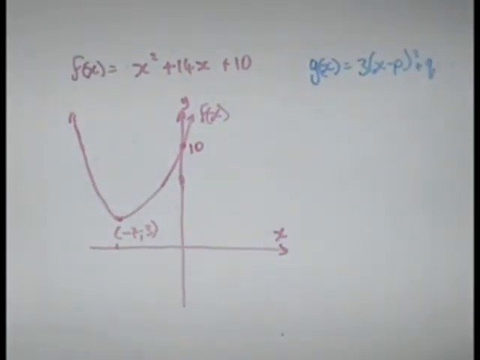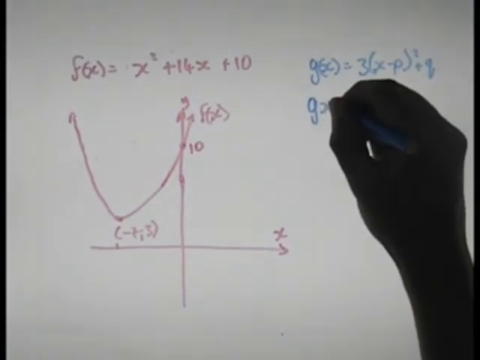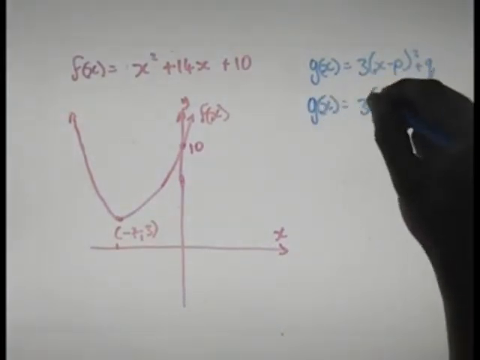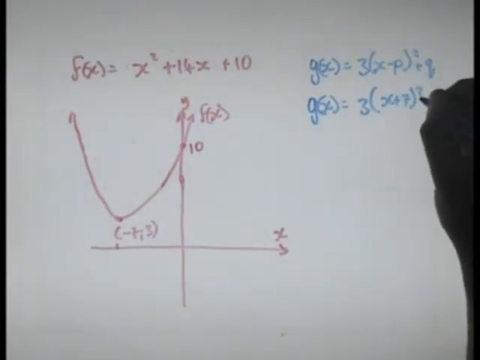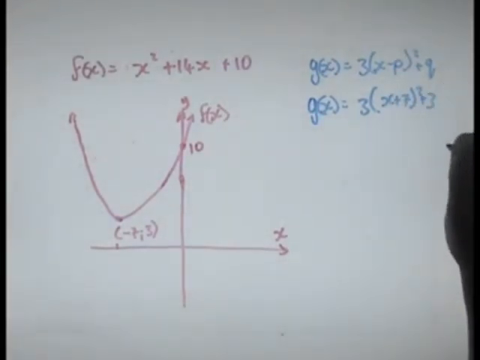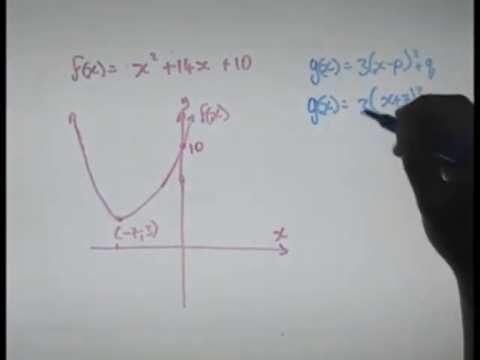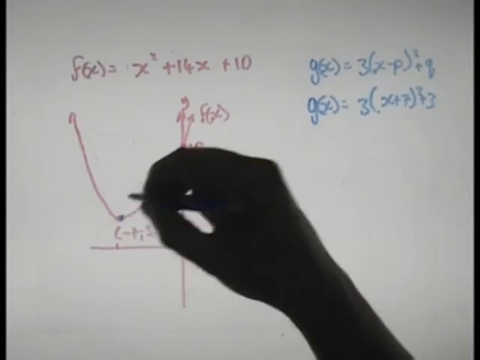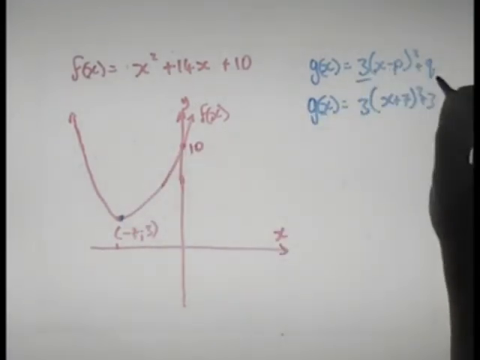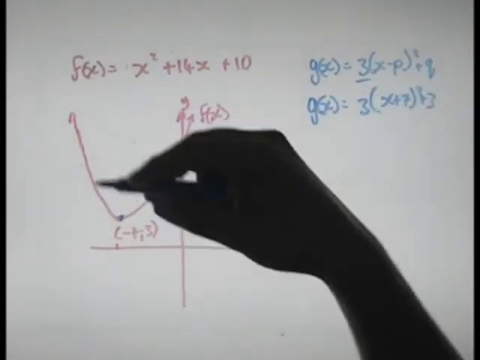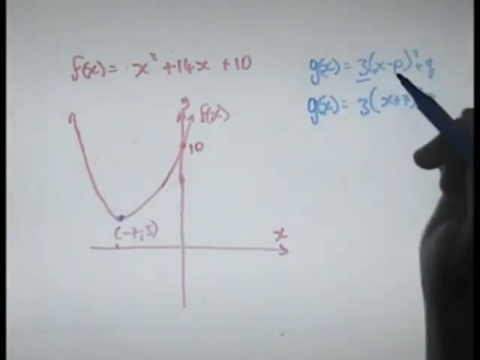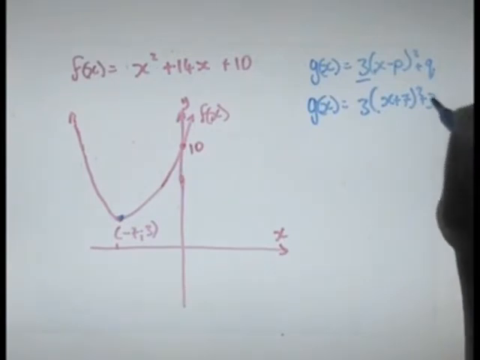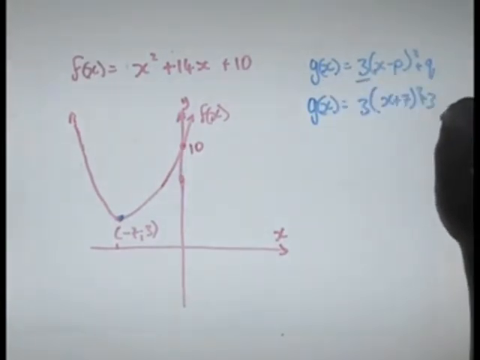That means that this graph's equation, the equation of g of x, reads 3 multiplied by x plus 7 squared plus 3. Because it's got the same turning point and its a value is positive, it means that this graph also has no x-intercept, so it's not even worth making y equal to 0 and finding that out the hard way.